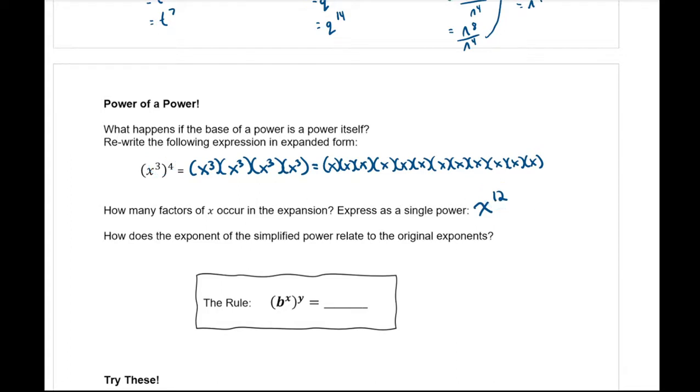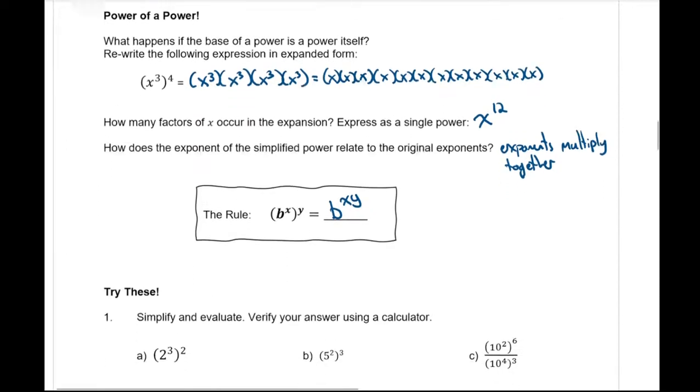Well, if I take a look at them, how do 4 and 3 relate to 12? Well, the exponents multiply together. So 3 times 4 gives me 12. So the rule, when I have a power of a power, such as b to the power of x all to the power of y, is b to the power of xy, which basically means b to the power of x times y.